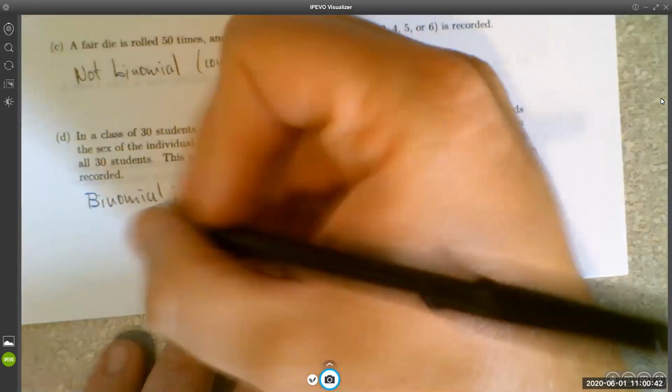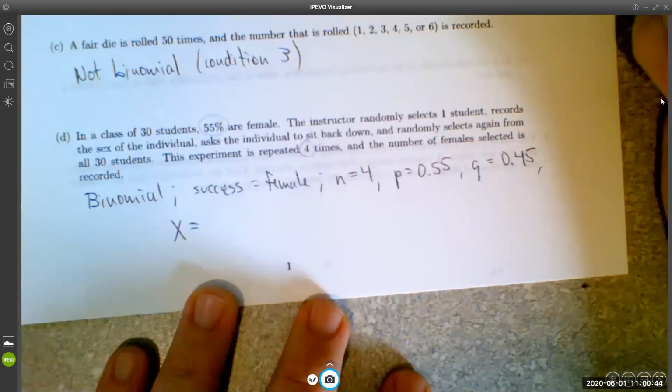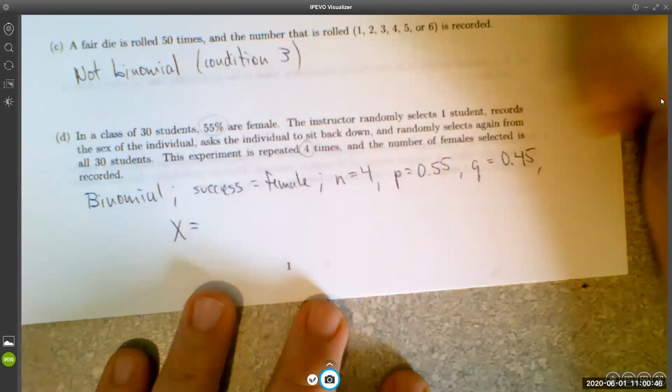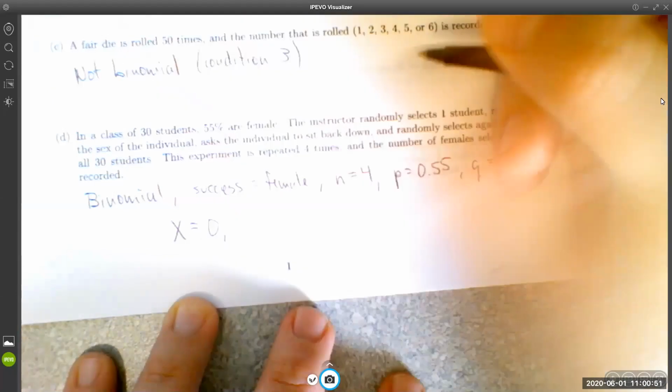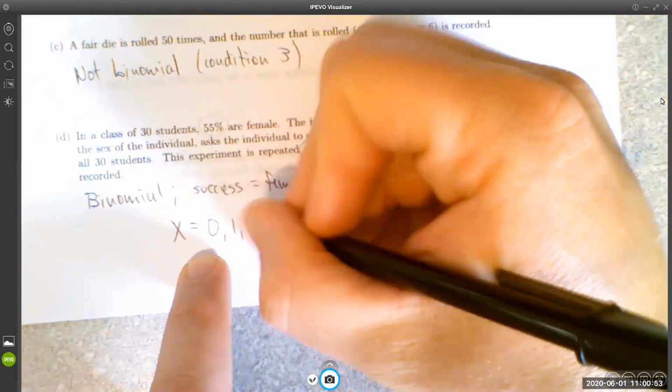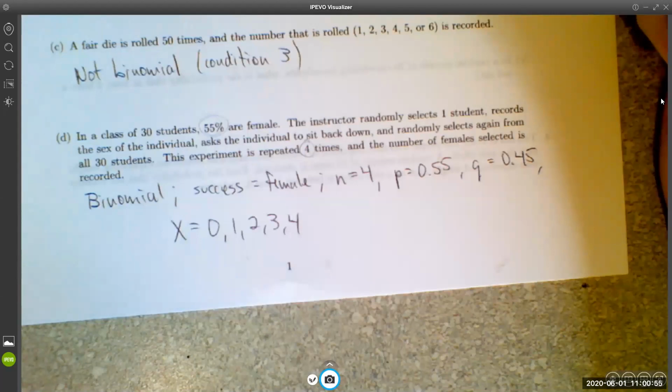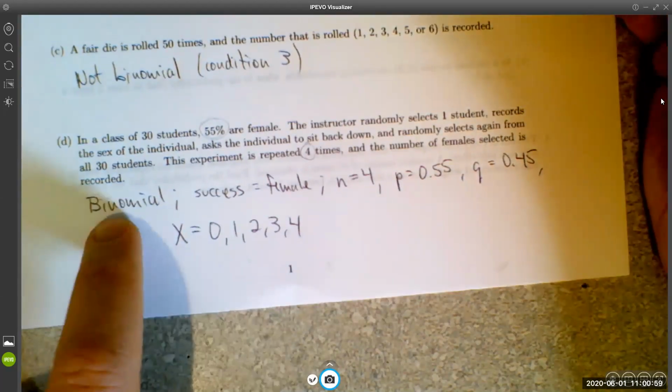And then x is the number of times that you are successful. That would be 0. You could be successful 0 times or once, or you could be successful all 4 times. So any of those are options for x. But this is definitely a binomial. You can go through the list and verify.